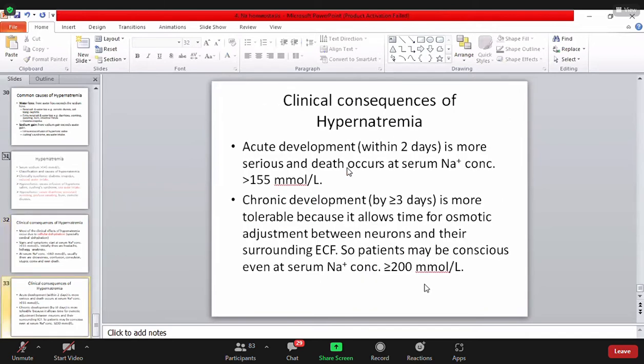Also, acute development of hypernatremia, when it occurs within 2 days, is more serious, and death occurs at a serum sodium concentration of more than 155 millimole per liter. Chronic development of hypernatremia, when it occurs over 3 or more days, is more tolerable in our body because it allows time for osmotic adjustment between neurons and their surrounding ECF. So patients may be conscious even at a serum sodium concentration of 200 or more millimole per liter.